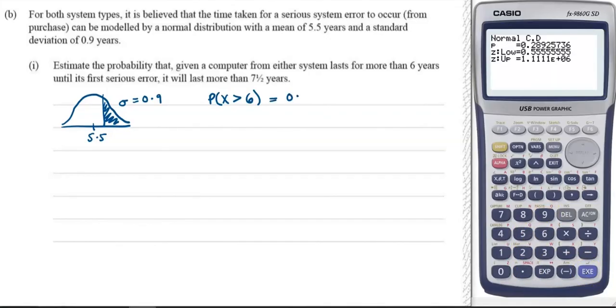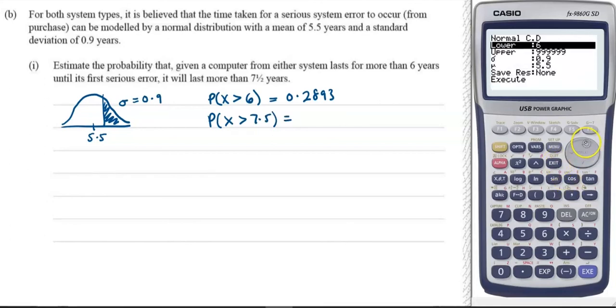That comes to 0.2893. We will also need the probability that it lasts more than 7.5. So the probability that x is more than 7.5. Go back to the same thing, but now it's going to be 7.5. That's 0.0131. Okay, now we've got a conditional probability.